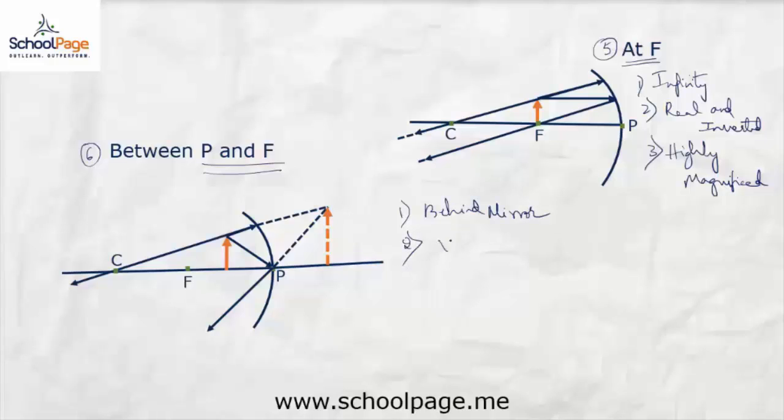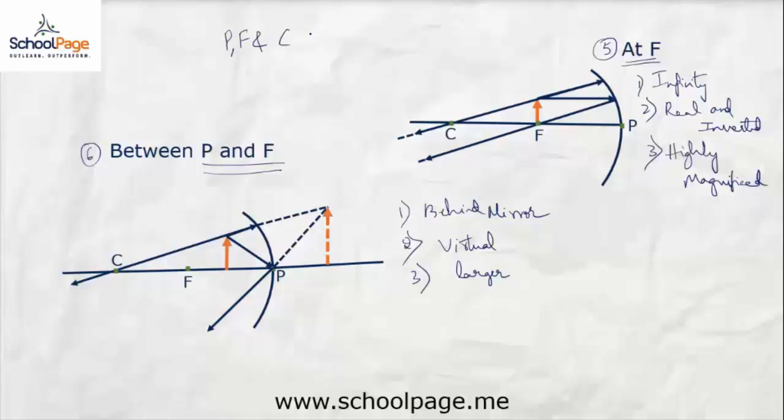Nature of the image is virtual and upright. Size of the image is larger than the object. We may conclude by saying that the nature, position and size of the image formed by the concave mirror depends on the position of the object in relation to the points pole, focus and center of curvature.